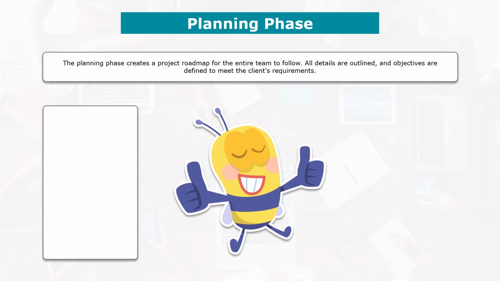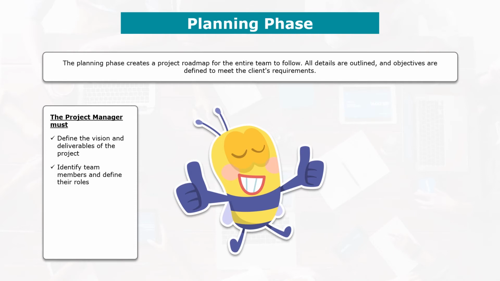But before this meeting, there is a lot that the project manager absolutely must do during the planning phase. So first of all, he must define the vision and the deliverables of the project. He must therefore define common objectives for all and what must be done at what moment of the project. He must identify team members and define their roles in terms of who does what in the project.